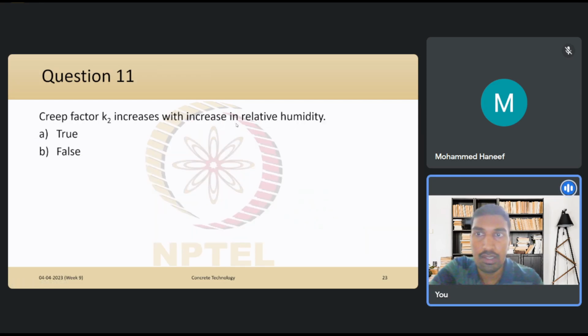Okay, question 11: creep factor K2 increases with increase in relative humidity. We have to say whether the statement is true or false. So again, this is about the ACI method for predicting creep. We looked at the different factors earlier. K2 is with respect to the relative humidity. So what happens to the factor or the constant K2 when relative humidity increases? Does it also increase?